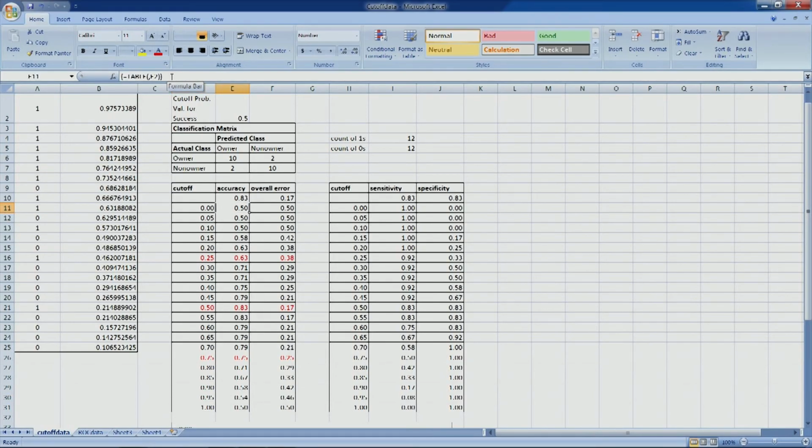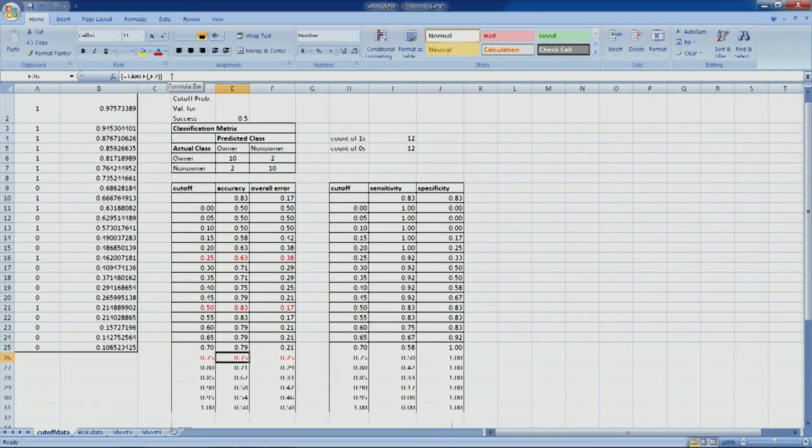If we focus on the value 0.25, we have the accuracy as 0.63 and the error as 0.38. If we go back to the default value 0.5, the accuracy is 0.83, so you would see that at the default cutoff value the accuracy is much better. For 0.25 it was 0.63, for 0.5 it is 0.83. So, the default cutoff value accuracy numbers are much better.